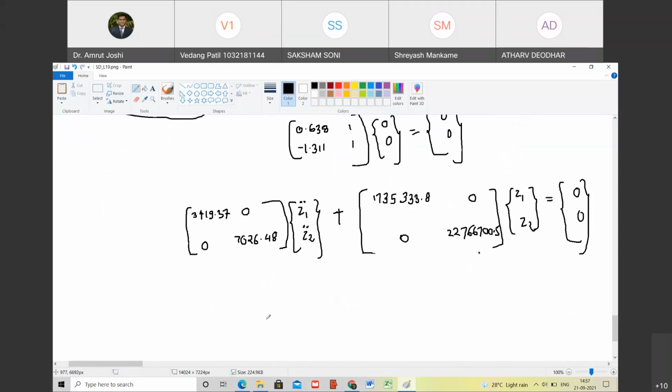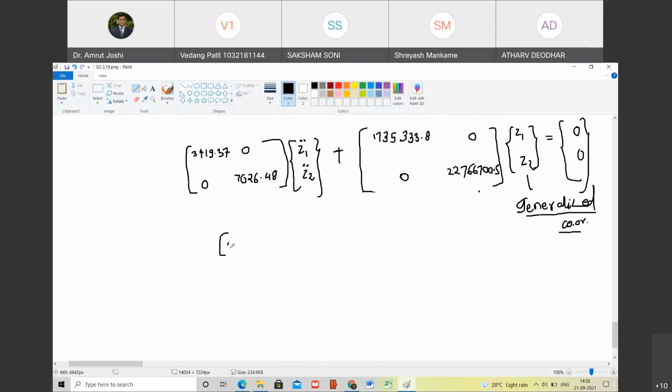I have translated into a new coordinate system, which is called generalized coordinates, and that is z1 and z2. Are you with me? So this is a generalized coordinate system. I have transferred it into an alien coordinate system, but where these two matrices have now become diagonal. Do you agree with me? Now, if I look at this equation, can I call this the mass matrix? It is something similar to a mass matrix.